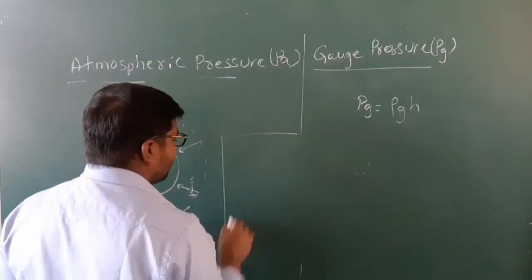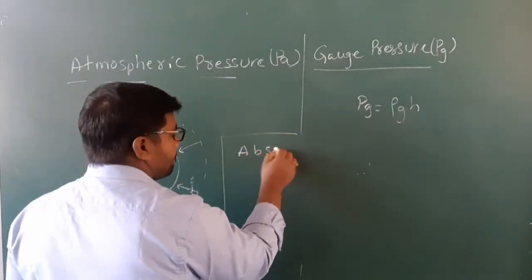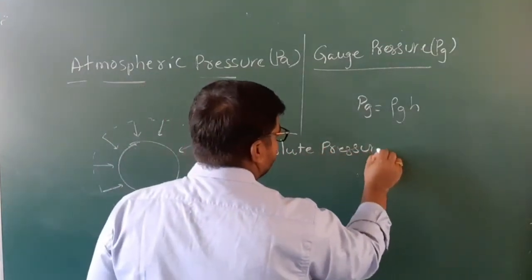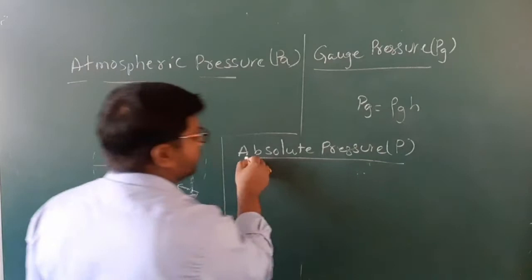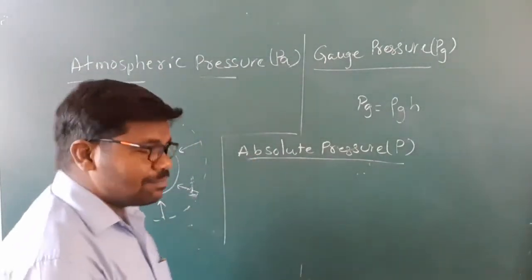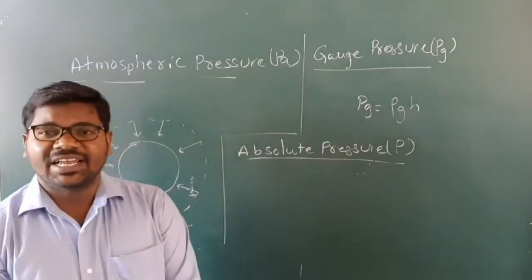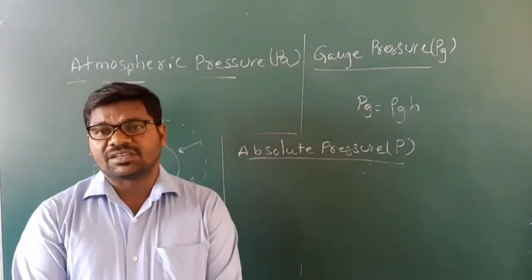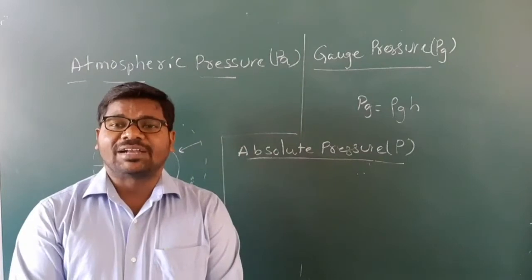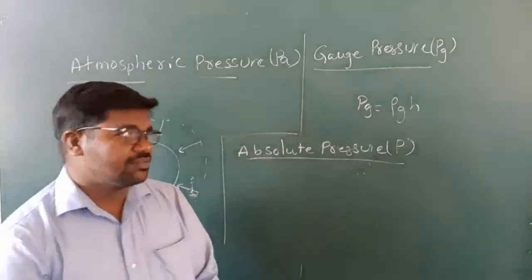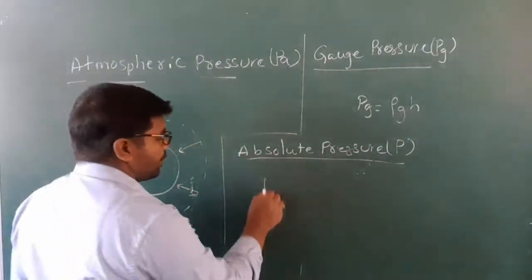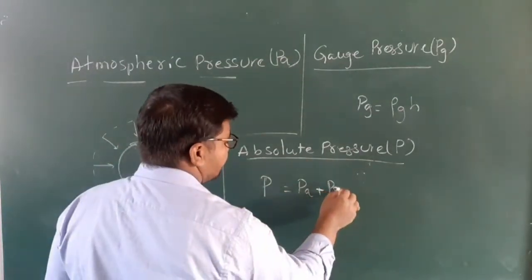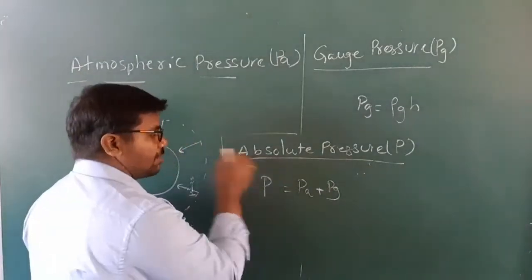Next, we can get absolute pressure. Absolute pressure is denoted P. Absolute pressure is defined as the total pressure of atmospheric and gas pressure. The sum of the atmospheric pressure and gas pressure is called absolute pressure.